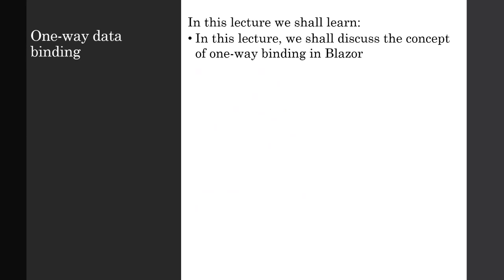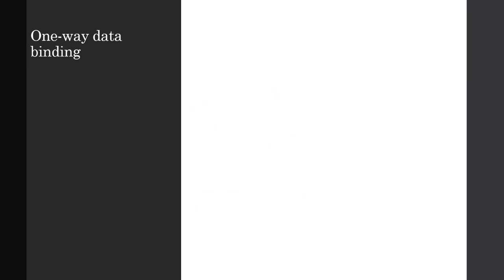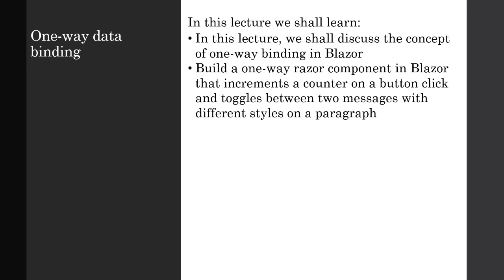So, one-way data binding. Now, one-way data binding is nothing but, for example, if you are building a .NET web form application or web application, suppose you are clicking a button and it updates a text box or a label. That is one-way binding. One-way binding is obviously supported as well as two-way binding.